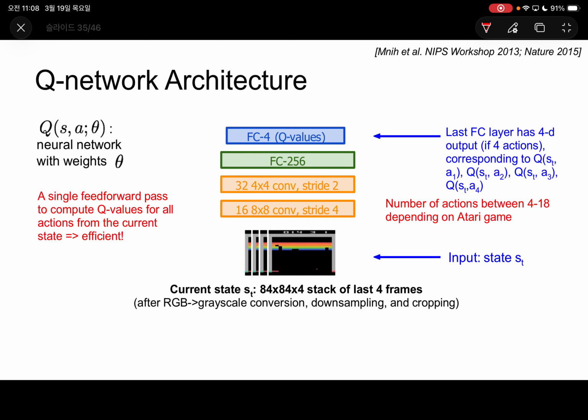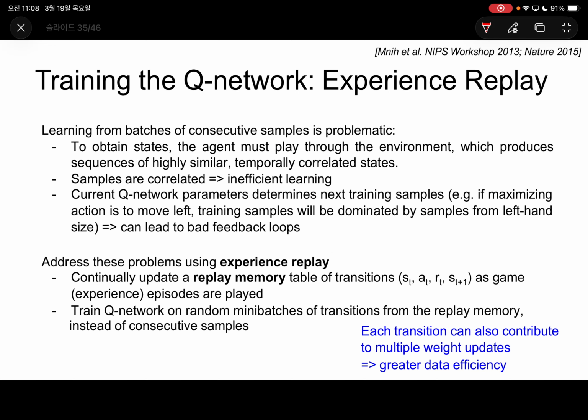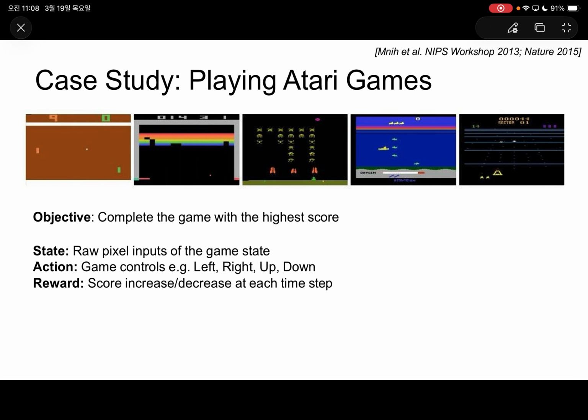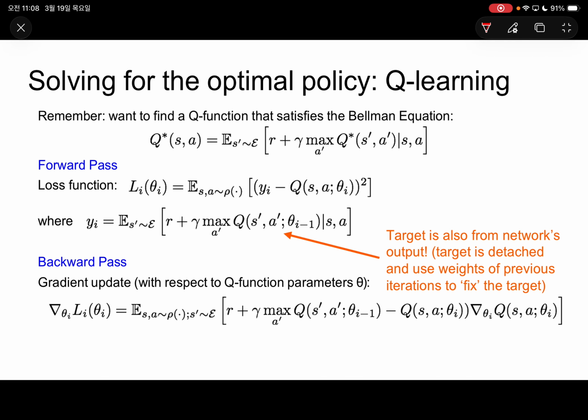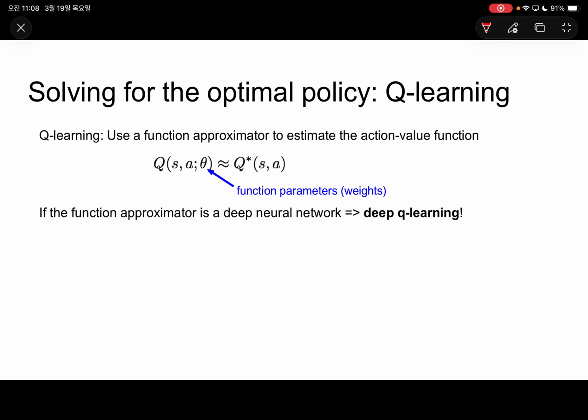Did we study the replay? 우리 이거 했나요? 안 했나요? Okay, then let's cover the deep Q learning, and then let me introduce the assignment.